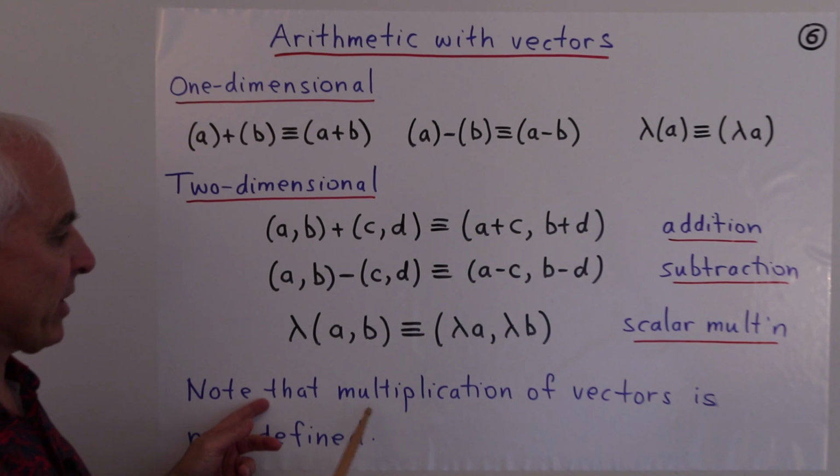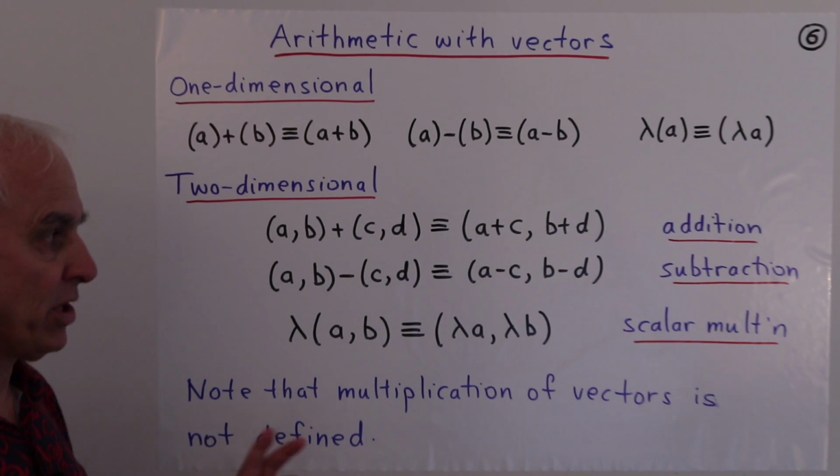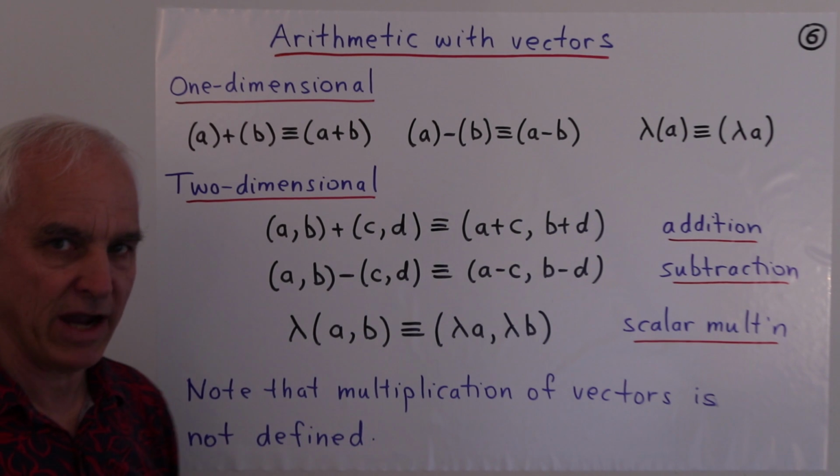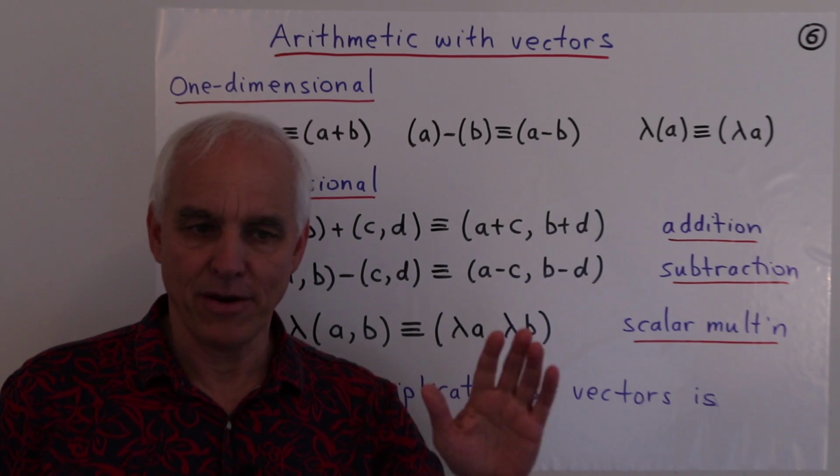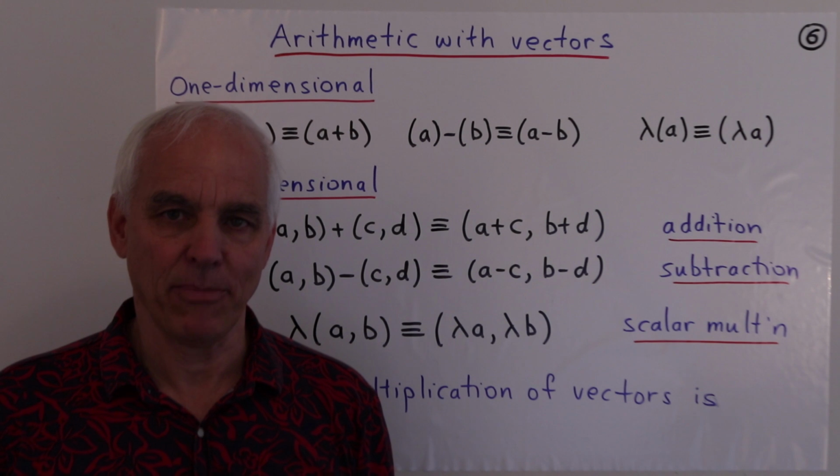So note that multiplication of vectors is not defined. We do not define the product of two vectors. Later on, one does, but not in perhaps an obvious way.